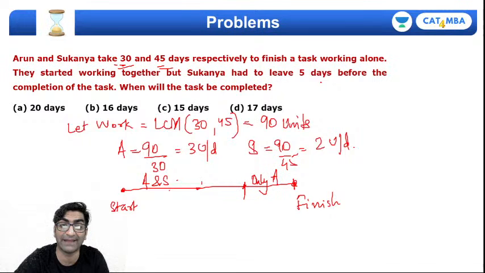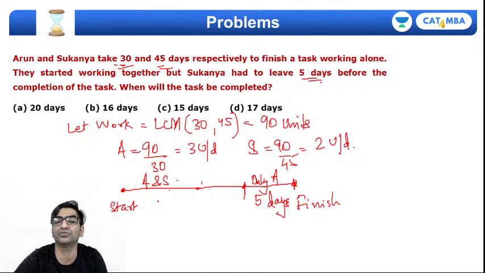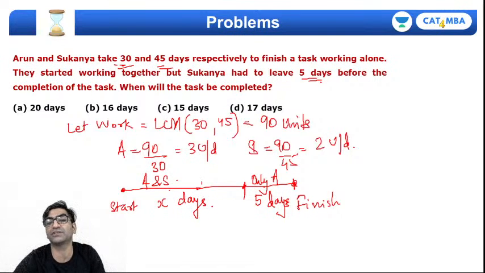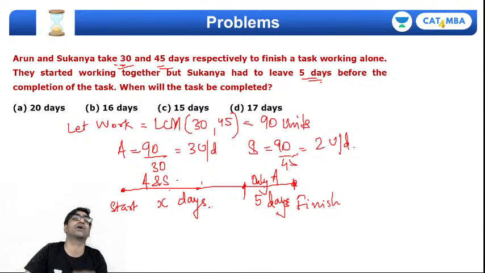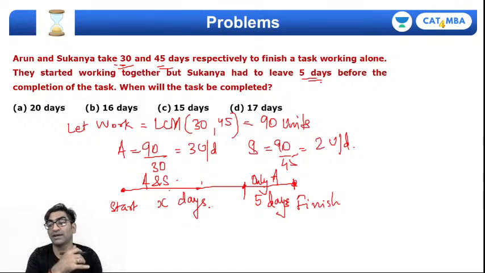Now, I don't know when that is, right? In fact, the only information I'm given is that she leaves 5 days before the task ends, which means only A would work alone for the last 5 days. So we can assume that, let's say, Arun and Sukanya together work for the first X days, after which Sukanya leaves, and so Arun alone works for the last 5 days.